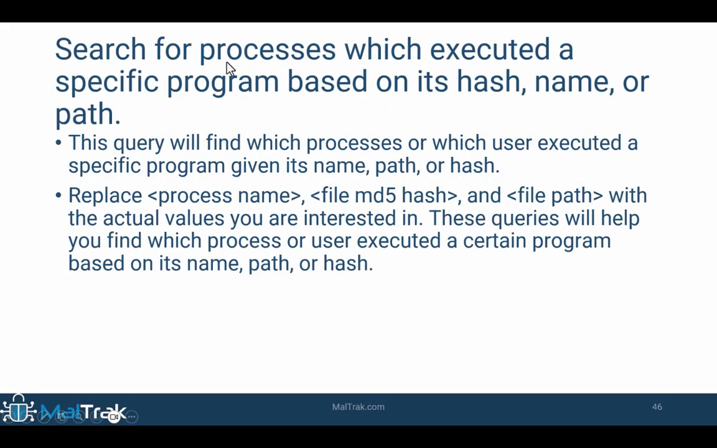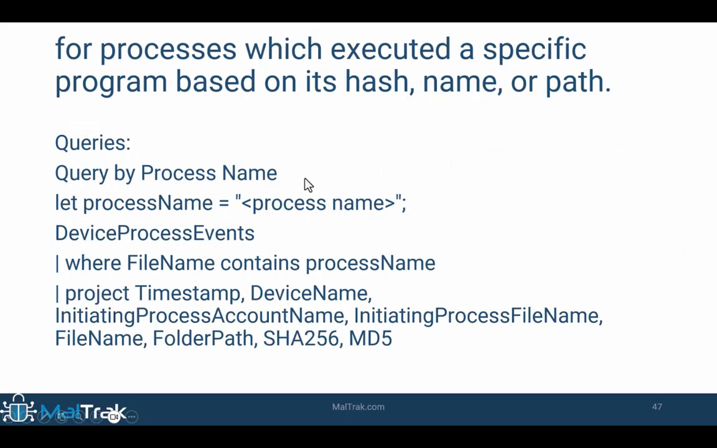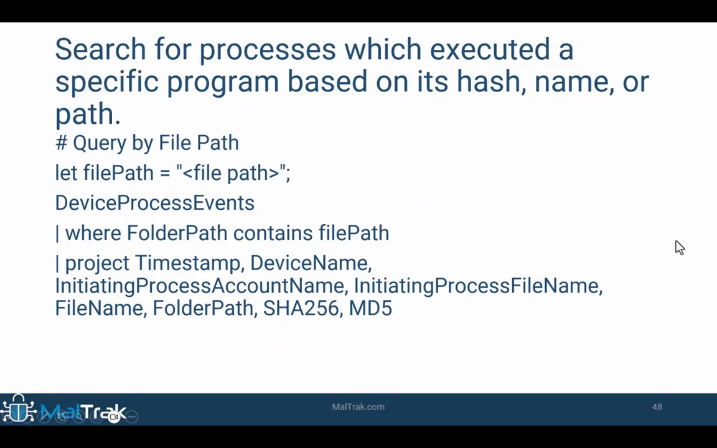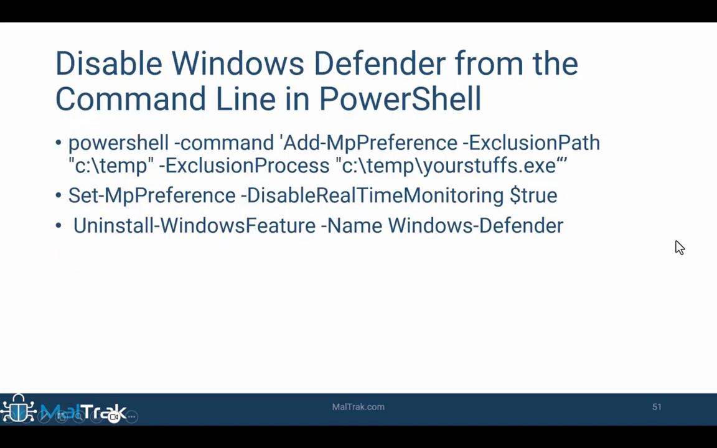So you could search for processes which execute a specific program based on its hash, name or path. Also, we've been through this. You're querying the device process events table, and you're looking for a SHA-256, MD5 hash, etc. Okay, we've been through that before. That was quite interesting. So how do you disable Windows Defender from the command line in PowerShell? Attackers will be using any one of these techniques to disable Windows Defender from the command line.